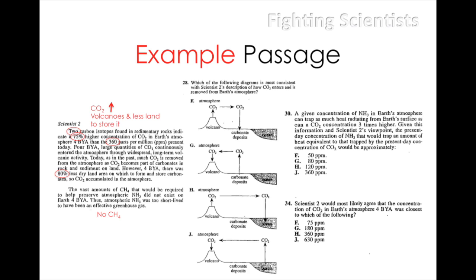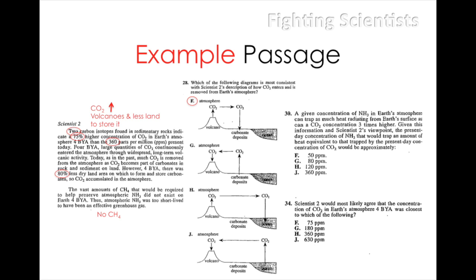Which of the following diagrams is most consistent with Scientist 2's description of how CO2 enters and is removed from Earth's atmosphere? A good summary will allow you to answer most questions without having to dive back into the paragraph. Our summary tells us that CO2 came from volcanoes and was absorbed back into the land. Therefore, the correct answer is F, which depicts this process.